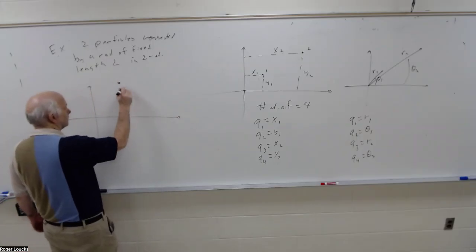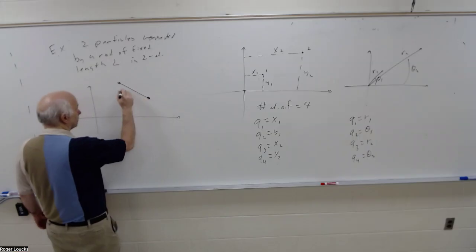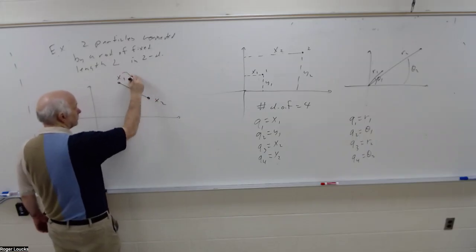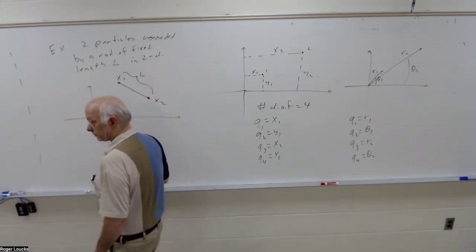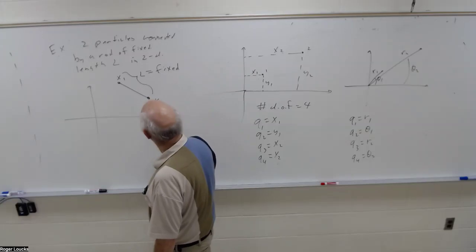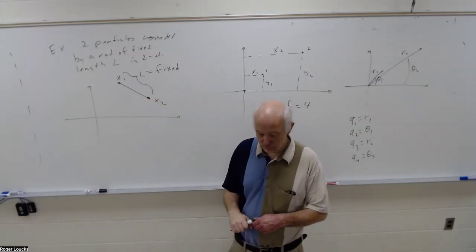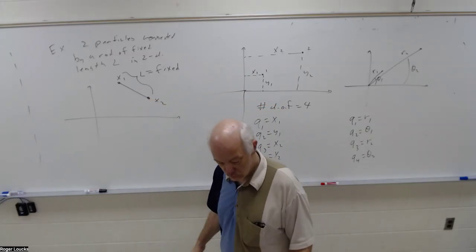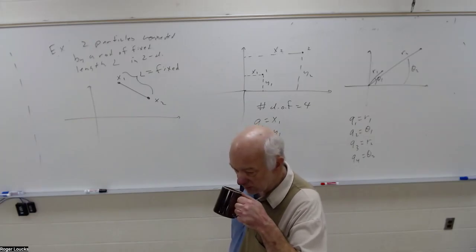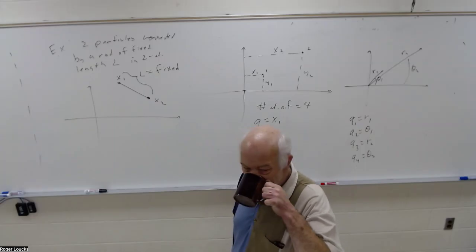So I now have this particle here, and this particle here. Here's my x1, here's my x2, and I know that this length here is L, and it's fixed. How many degrees of freedom do I have now?